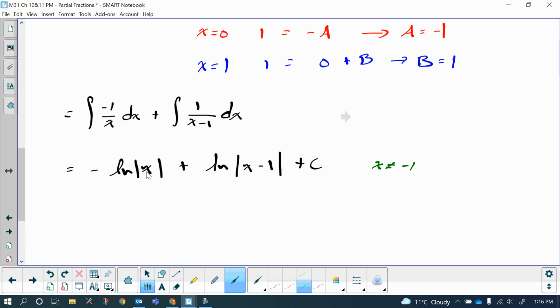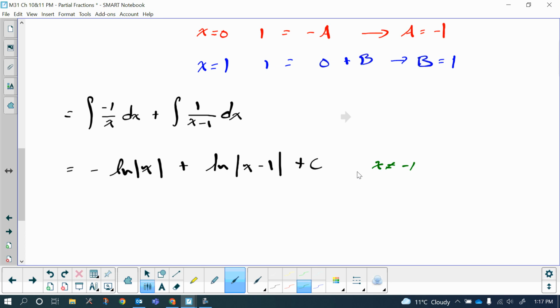So the absolute value of negative 1 would be positive 1. We can take the natural logarithm of positive 1. Negative 1 minus 1 would give us a negative 2, but the absolute value is positive. We can take the logarithm of a positive 2. But this will be undefined where our original rational expression was undefined. There we go.